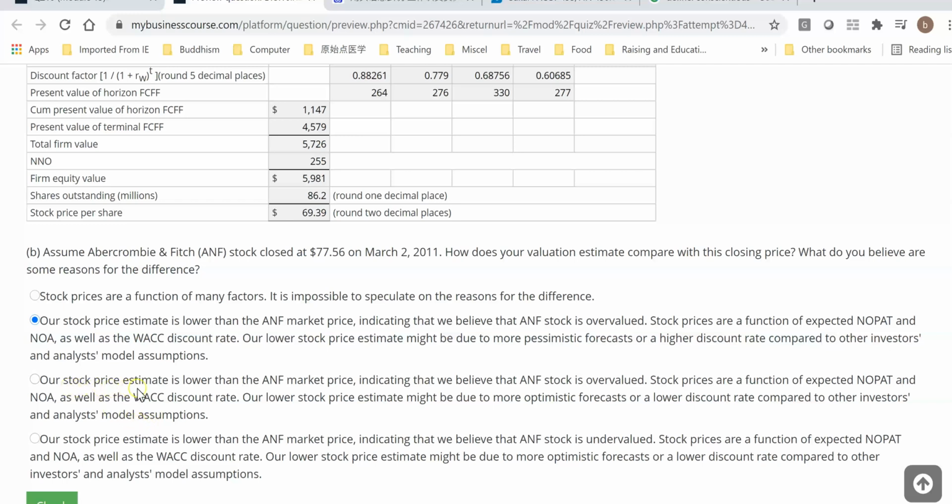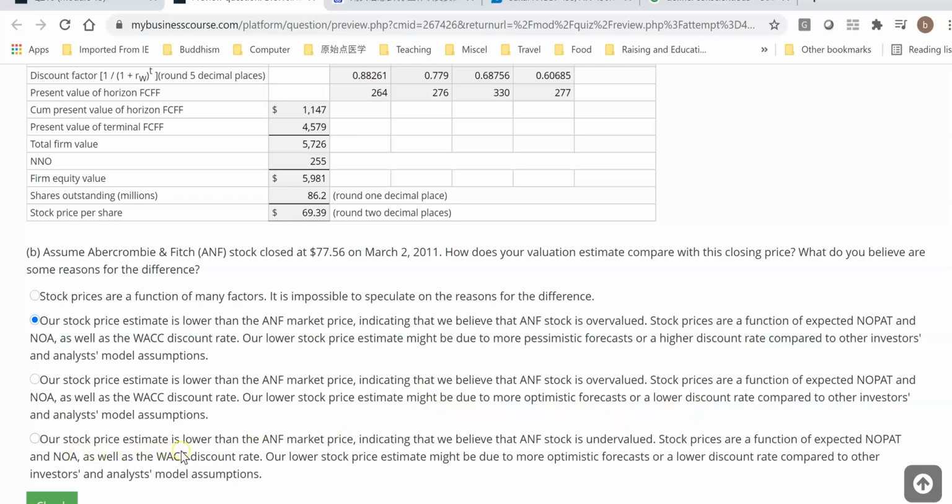Our stock price estimate is lower than ANF market price. Actually, you can see that a large part of the third one is exactly the same as the second one. The difference comes from this sentence. Our lower stock price estimate might be due to more optimistic forecasts. So this is wrong because more optimistic forecasts mean that our estimate should be higher, or a lower discount rate will mean the same thing. So this is not true.